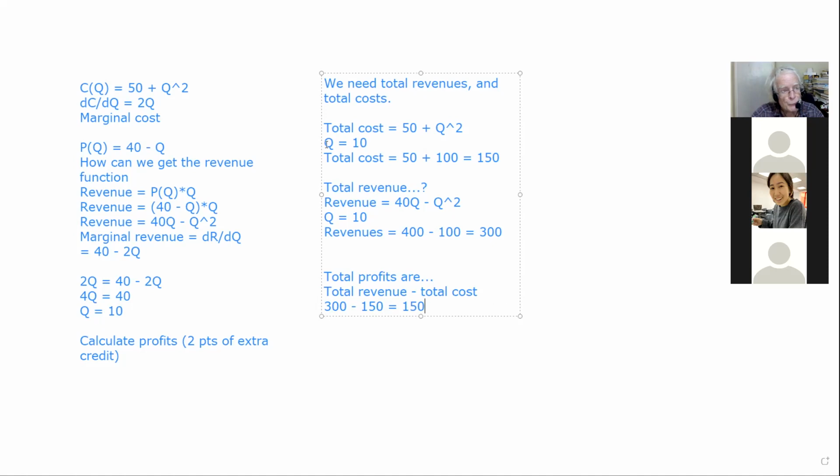Questions about that solution? So the main thing for today that I hope you will bring away from our discussion is, in maximizing profits, look for the level of output where marginal revenue equals marginal cost.